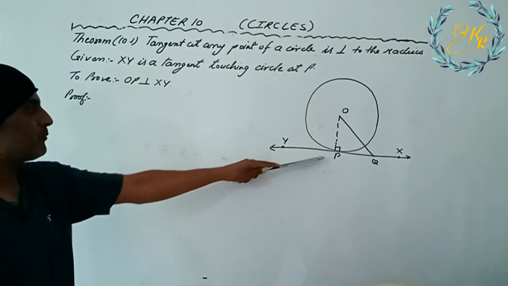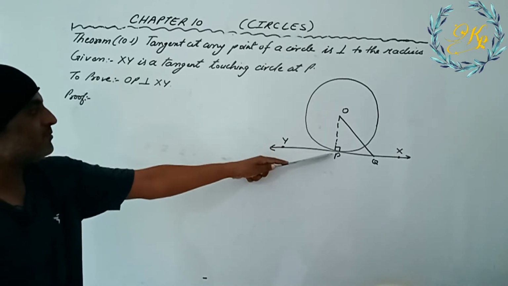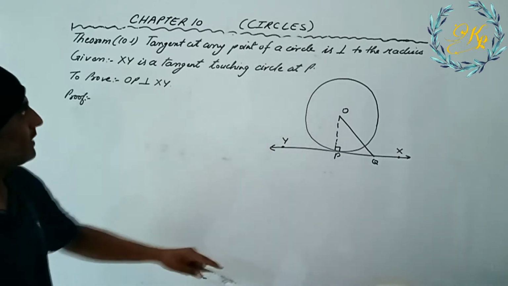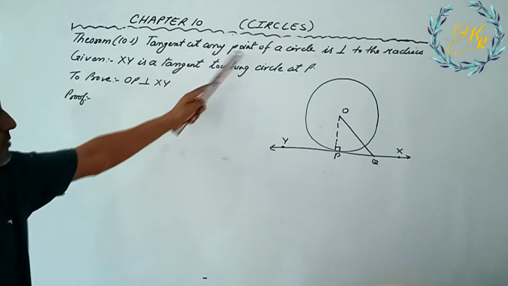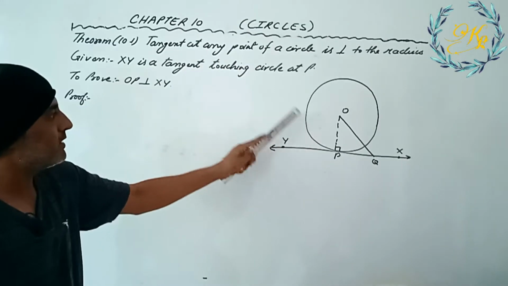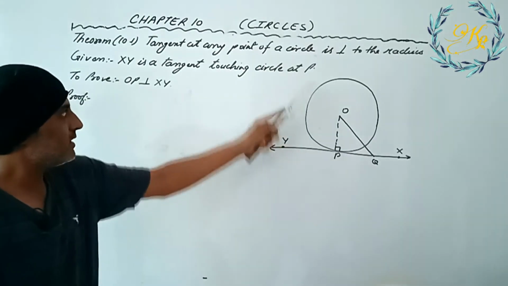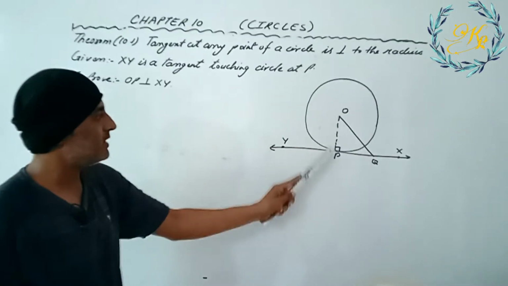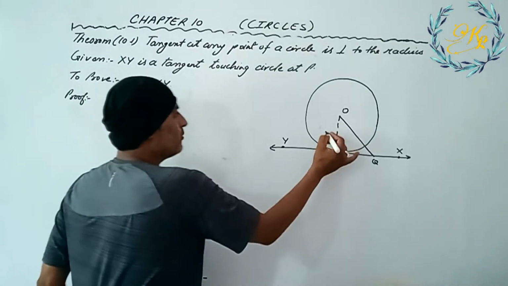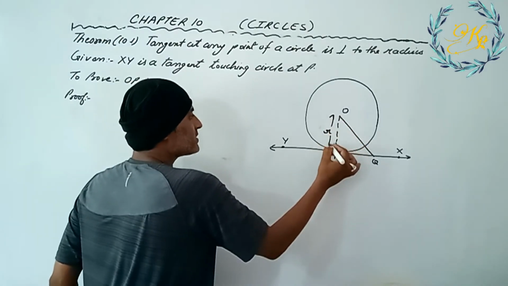That has only one point of contact with the circle. It lies perpendicular to the circle. Alright, we have to prove here that the tangent at any point of a circle, this tangent will be here, here, anywhere on the circle, it makes an angle of 90. That is, it is perpendicular to the radius of the circle. As you can see, this line OP is the radius of the circle.